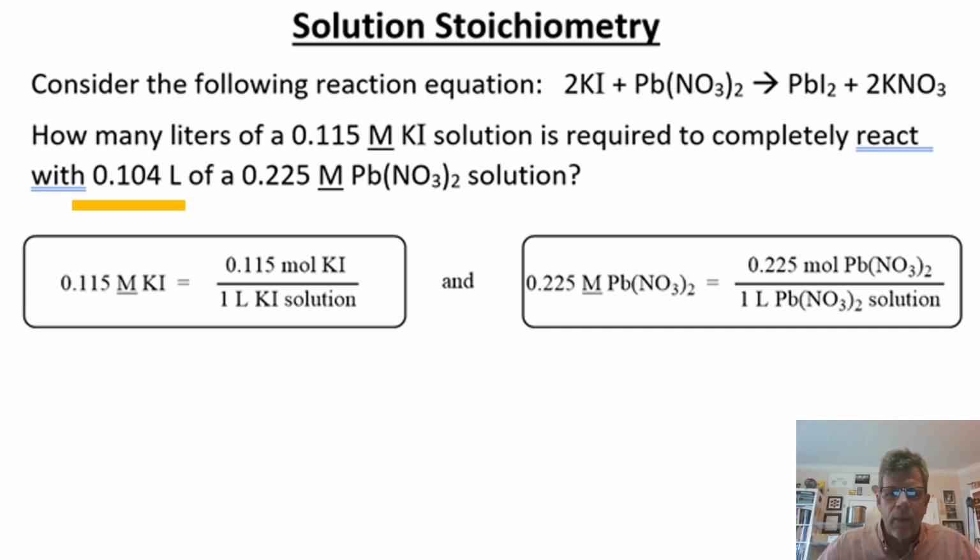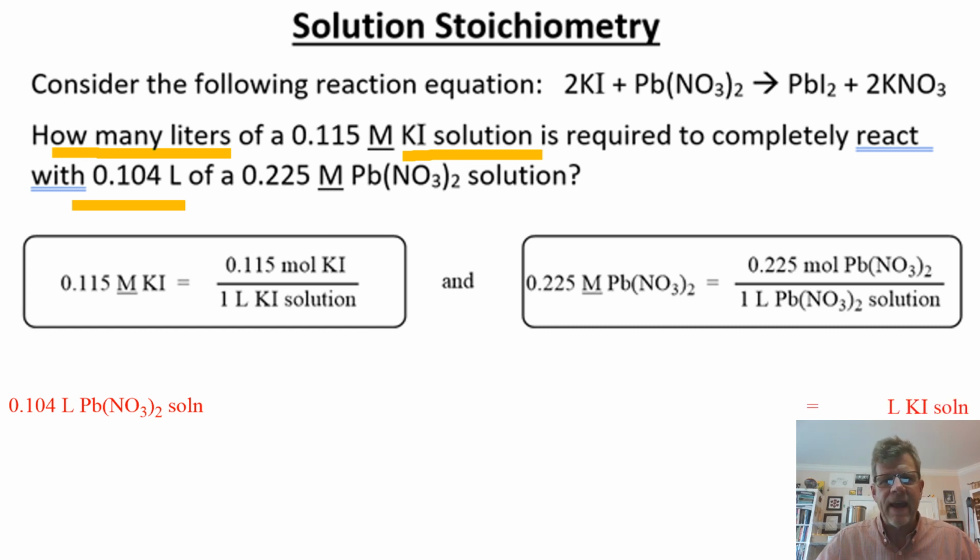So now we start out. What really is our first numerical component? What do we have? Well, it's that 0.104 liters of Pb(NO3)2 solution. What do we want? How many liters of this KI solution? And we put that over on the other side, right above my head here. And how are we going to get there?